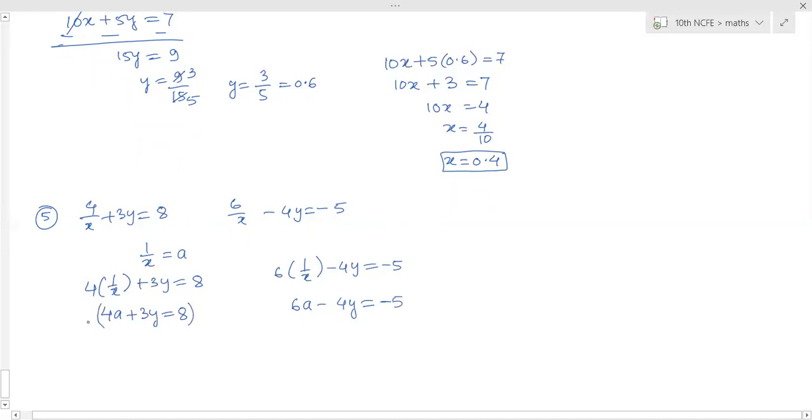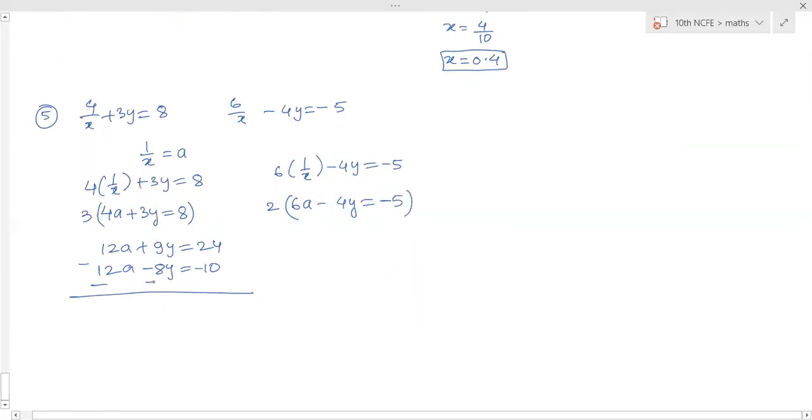The LCM is 12, so multiply with 3 here, and multiply with 2 here. You will get 12a plus 9y is equal to 24. This one will become 12a minus 8y is equal to minus 10. Same sign, so subtract. The minus sign will change. This gets cancelled. 17y is equal to 34. y is equal to 2. 17 2s are 34. Now substitute in any one of the equations to get the value of a.